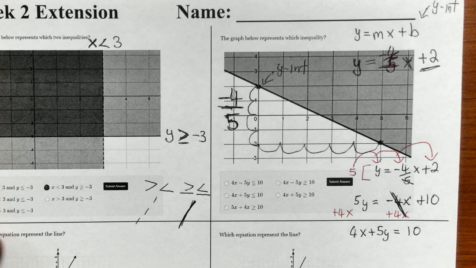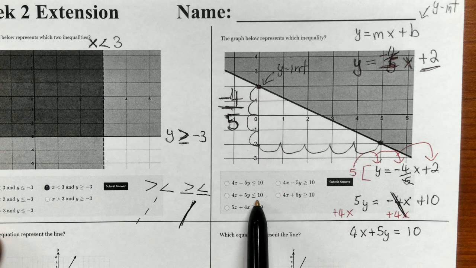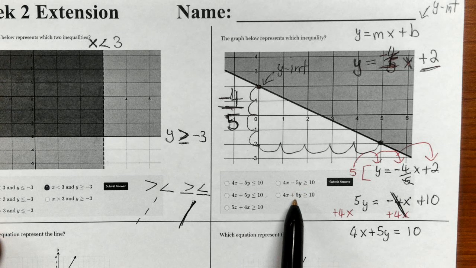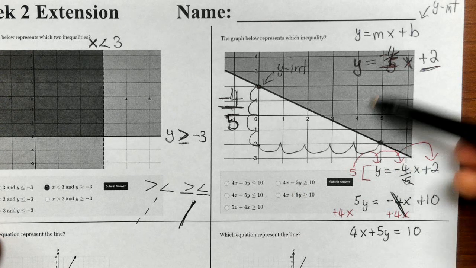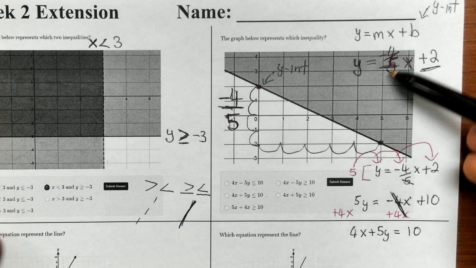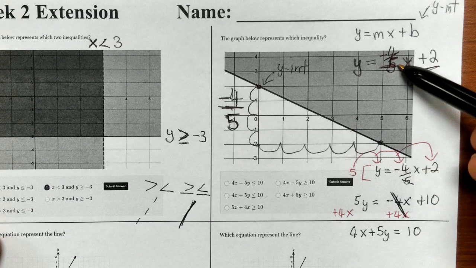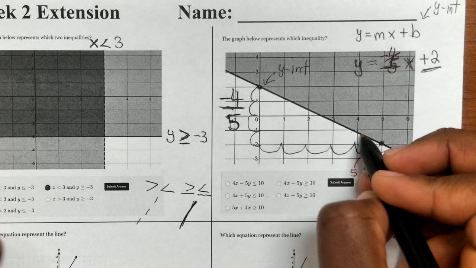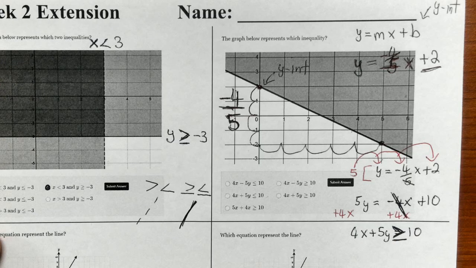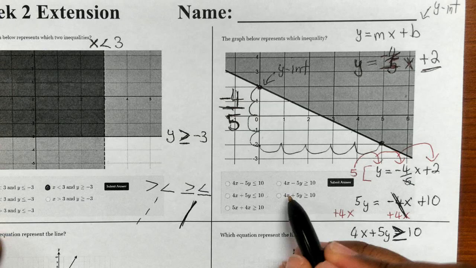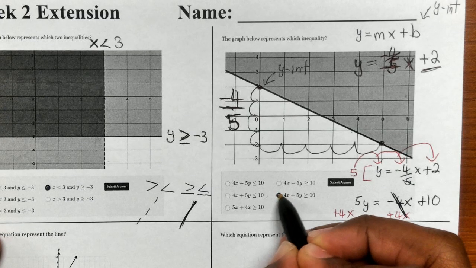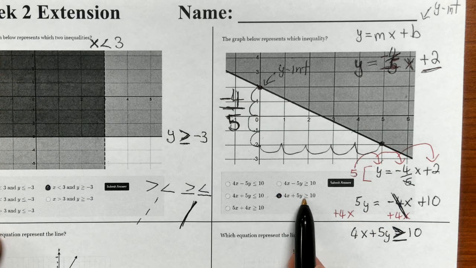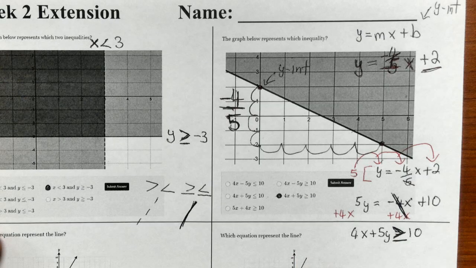All right? So in this case, guys, we don't have an equal sign. We have less than or greater than or equal to signs. So we need to look at where it's shaded. So this looks like it's shaded above the line. If I'm shaded above the line, it's going to be greater than that line. And because it's a solid line, we will have the or equal to. Okay? And that looks like this one right here. Okay? So 4x plus 5y greater than or equal to 10. All right, that's a difficult question, so make sure you pay close attention.